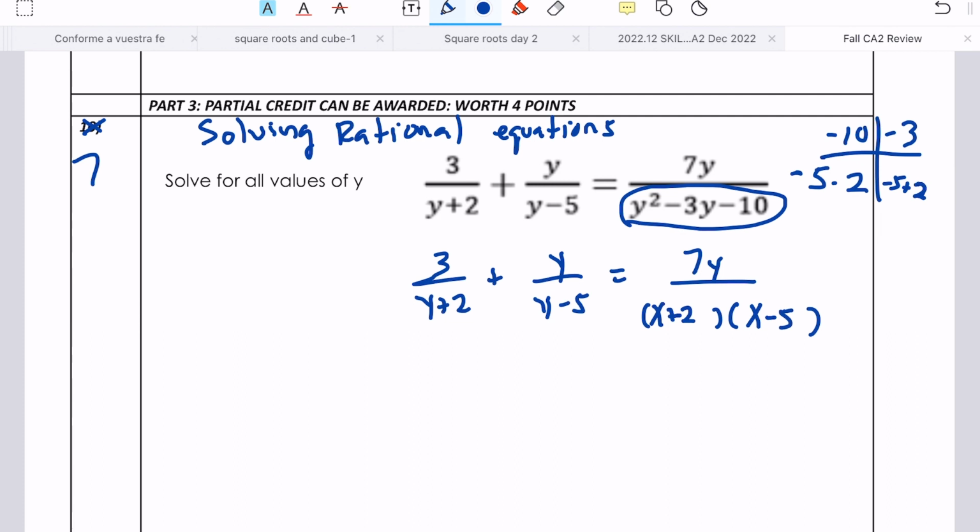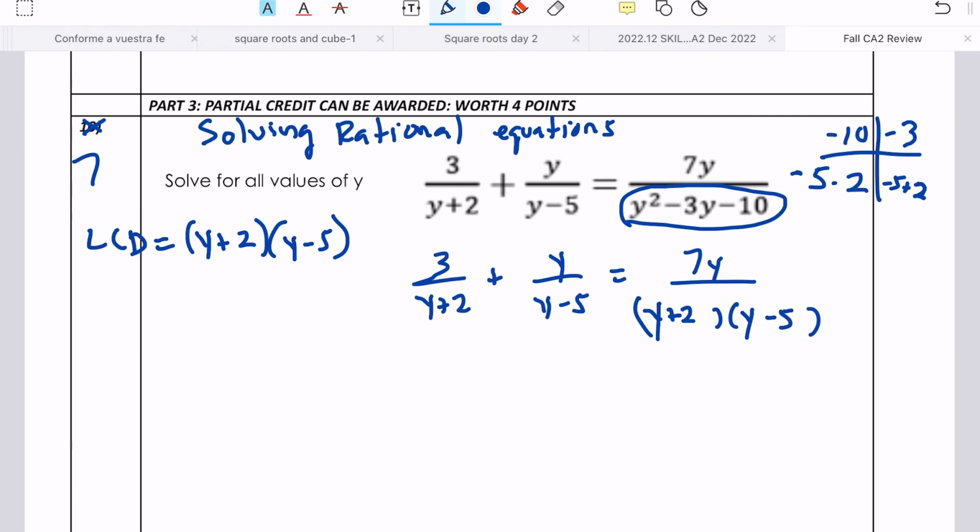Oh, sorry, this should be y. So it should be y and y. Now, I see that the LCD here is y plus 2 times y minus 5. We combine all the factors together.